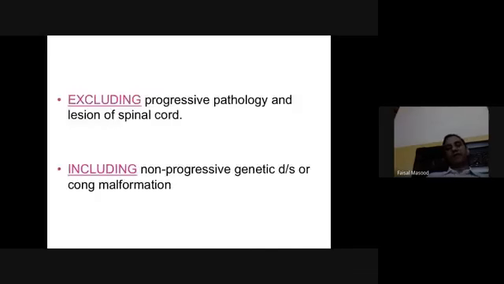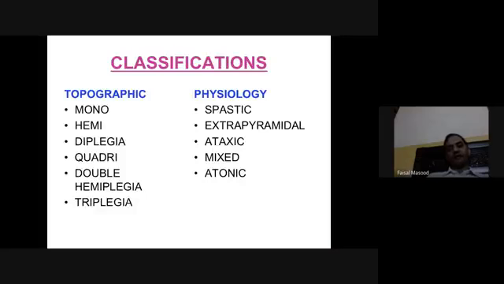This can be classified on the basis of the part of the body involved, which is called topographic classification, in which either one limb, monoplegia, one upper and lower limb, hemiplegia, diplegia, paraplegia, double hemiplegia, triplegia, and pentaplegia can result.